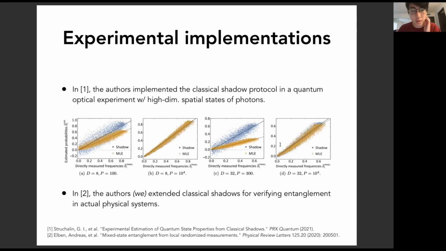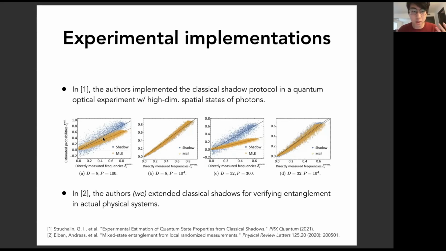So first, of course, is experimental demonstration. Previously, we only did numerical simulation of classical shadow. And we were really curious how it would behave in actual physical experiments. So in this reference one, published at PRX Quantum, a group of scientists from Russia implemented this classical shadow protocol in a quantum optical experiment with high-dimensional spatial states of photons. And they found that classical shadow actually works really nicely in an actual physical setup.